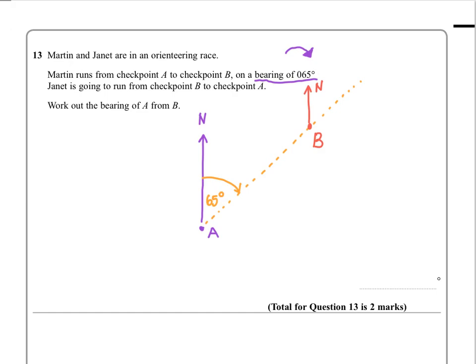And then if Janet is going from B to A, who cares how far away that is in terms of distance? It's the bearing that they're asking for this time. You just need to make sure that you start turning from the north line until you get on the same line that A is on. Okay, so that's really the angle we've got to find, and bearings have got to be 3 figures with a degree sign.